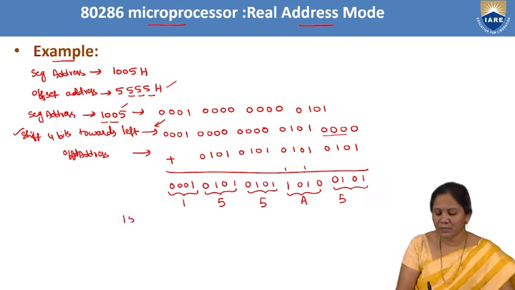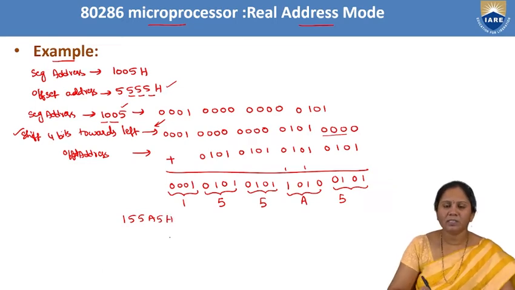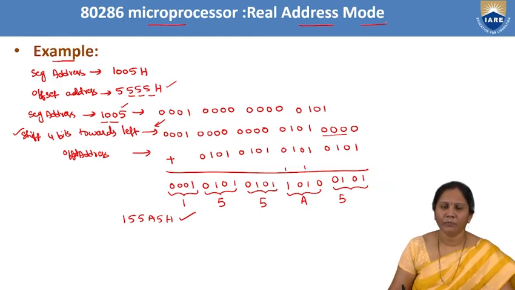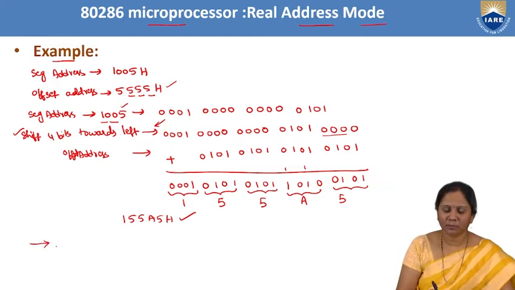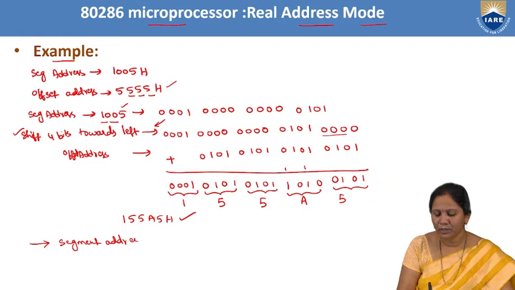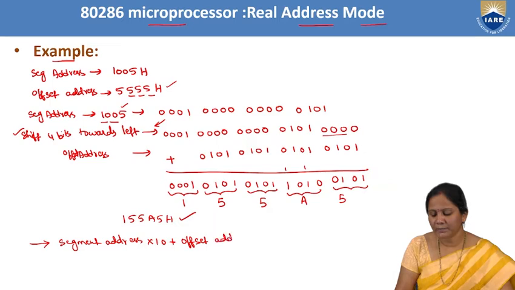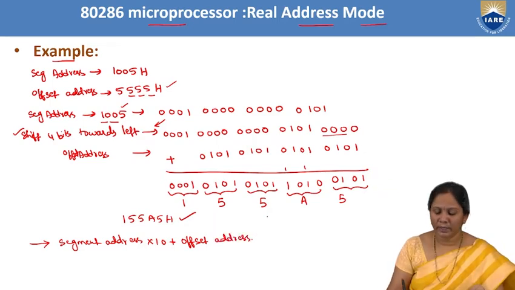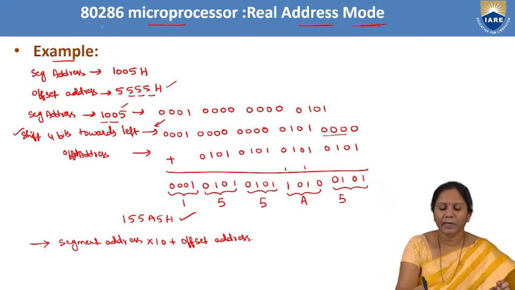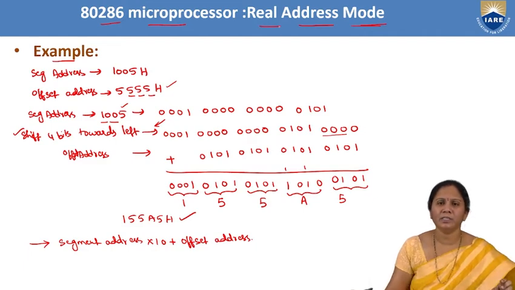Okay. So the physical address is 155A5H. So this is one procedure where the 20-bit physical address is generated when 80286 microprocessor is operating in the real mode. Or another procedure we can follow here is simply going for the formula: segment address into 10 plus offset address. Okay. So any one procedure we can follow in order to calculate 20-bit physical address when 80286 is operating in the real address mode.